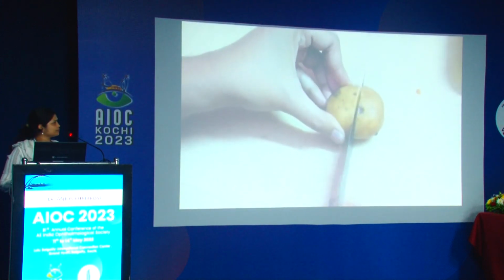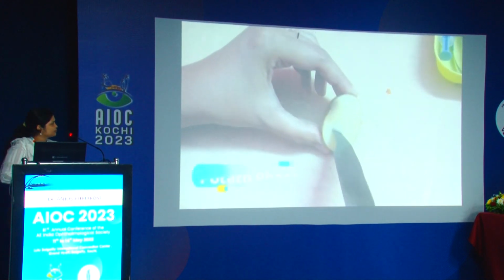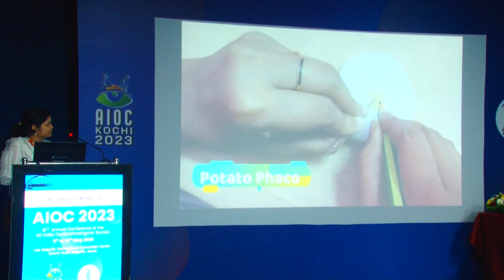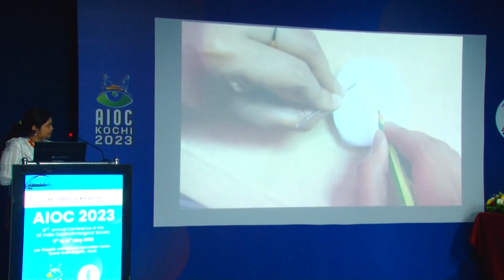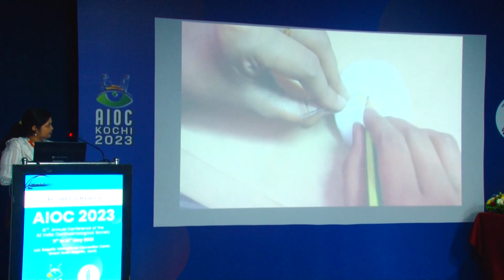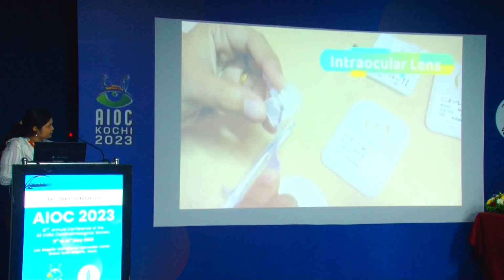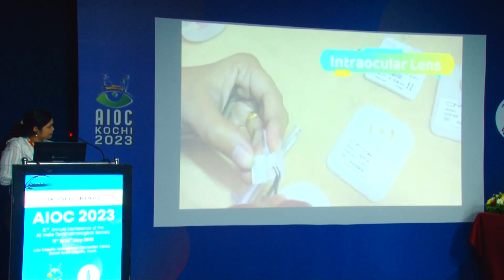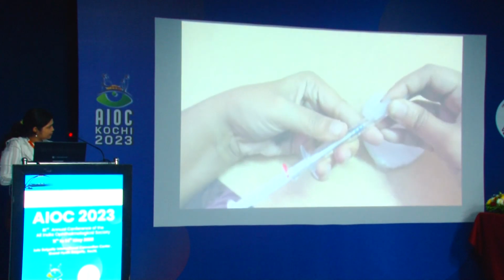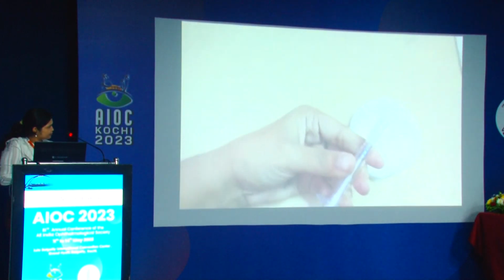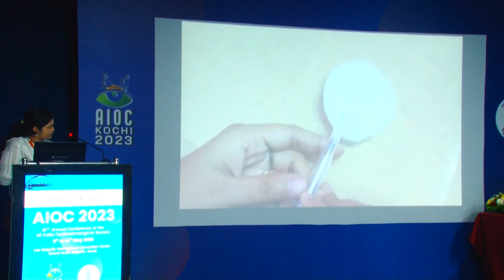For phacoemulsification, a piece of potato can be cut out. This can be cut in the shape of a cataract nucleus and, using a pencil and needle, can be chopped. If available, loading of foldable IOLs can be practiced, along with the proper injection of the IOLs.